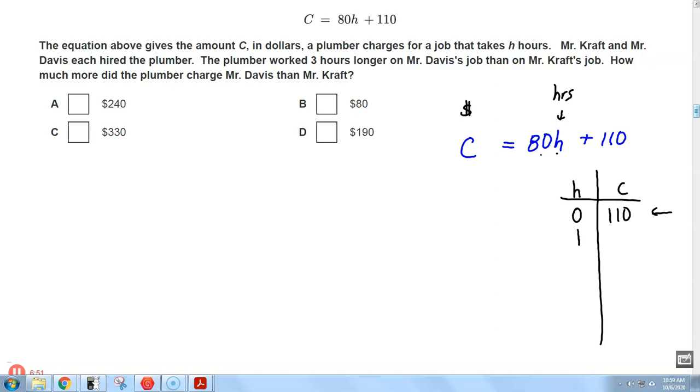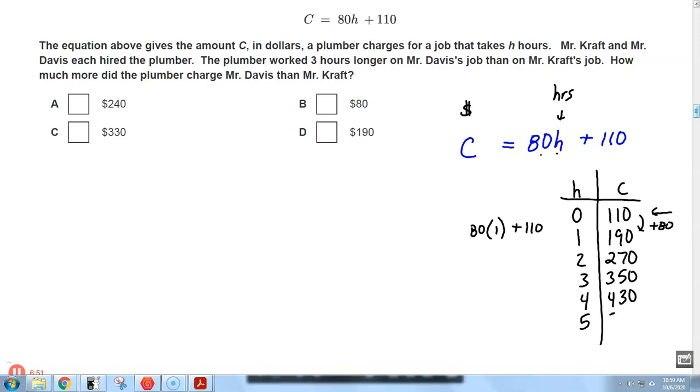Now, if they put in 1 hour's worth of work, I go to the equation and put in a 1 for H, and then add the 110 for showing up, and you get 190. And every hour thereafter, we're just going to keep adding $80 to it. So the meter's running. The plumber's making money. And so on and so forth. Maybe I'll go a little further to show what a really good day looks like for this plumber. So another 80. Hopefully I'm doing that math right in my head, but that looks like what's going on.